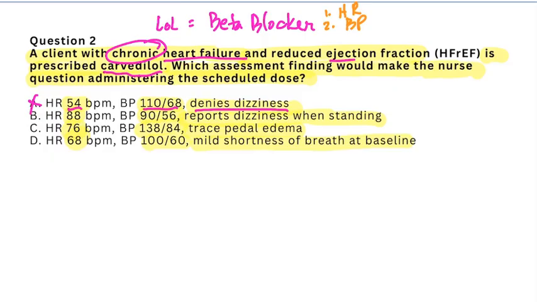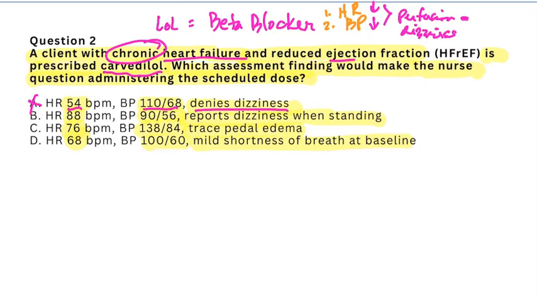So what do we see with patients who have decreased heart rate and decreased blood pressure? Both of them are going to have a perfusion issue, and one of the clinical features of that is dizziness. If the patient gets dizzy standing up or doing things, then their blood pressure and their heart rate are not that controlled. So letter A is incorrect.